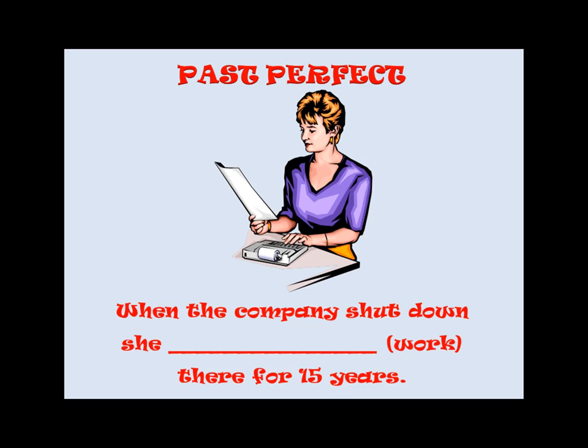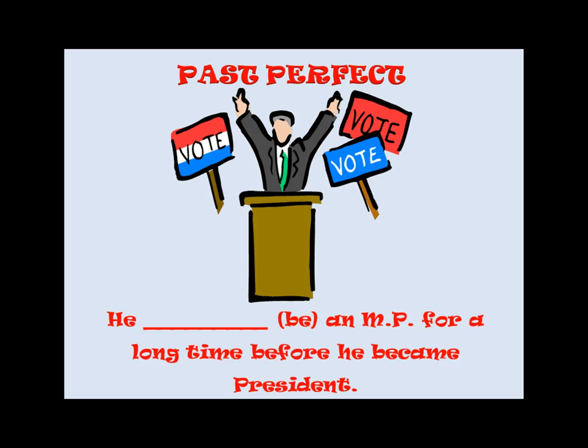When the company shut down, she worked there for 15 years. Look, we have also here for and we have duration time. And we say, when the company shut down, she had been working there for 15 years. He was an MP for a long time before he became president. So he had been an MP for a long time before he became president. As you can see here, we have the word before. Before is always followed by simple past, which means that the second part is simple past.